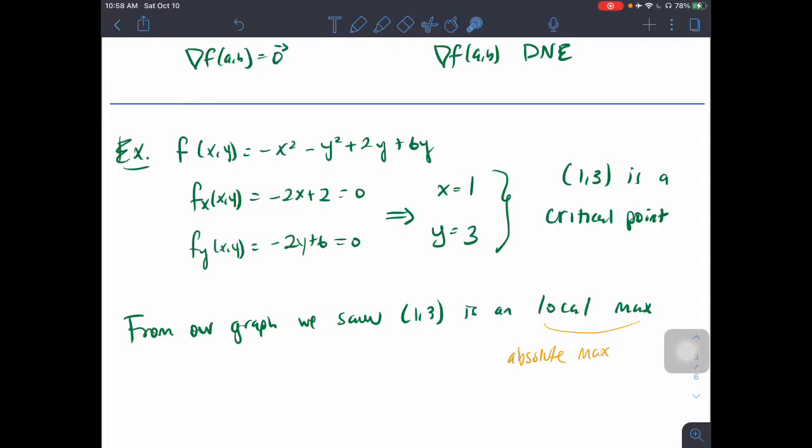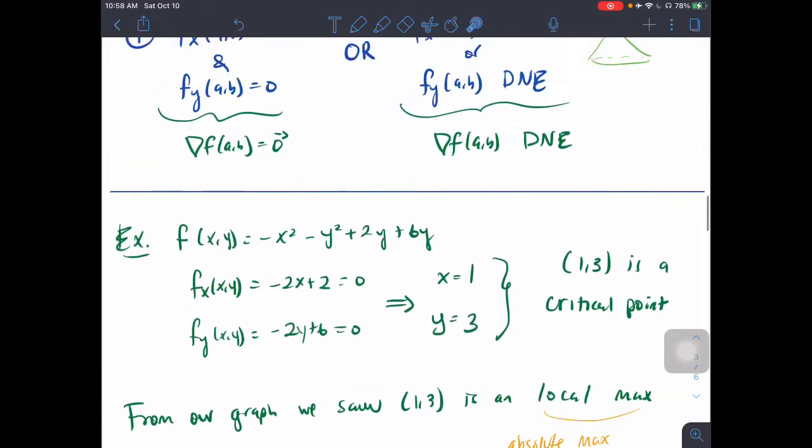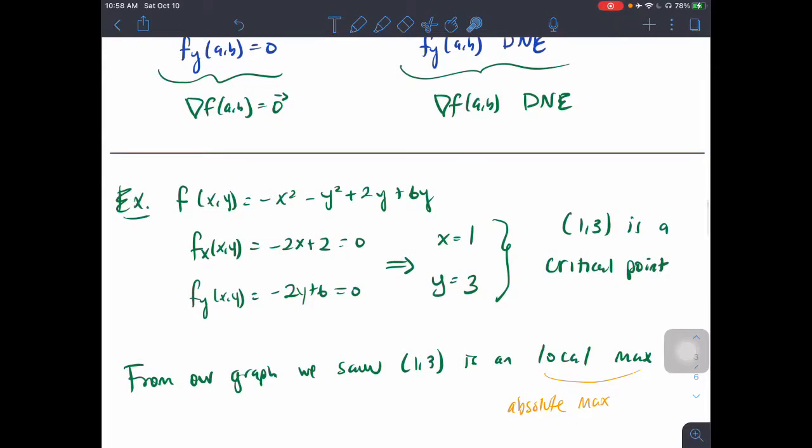The other thing I want to say is because the partials are polynomials, they're always going to be defined, so there will be no points that satisfy this condition of your gradient being undefined, okay? So that one doesn't give us any points, versus this one gives us critical points when the gradient is 0.